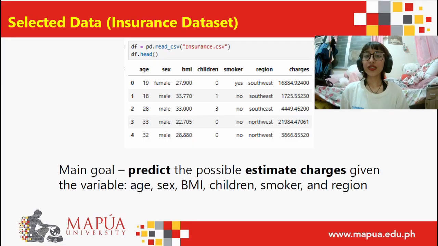We used an insurance dataset that includes various features such as age, sex, BMI, number of children, smoking status, and region. Our main goal was to predict the estimated insurance charges based on these variables.